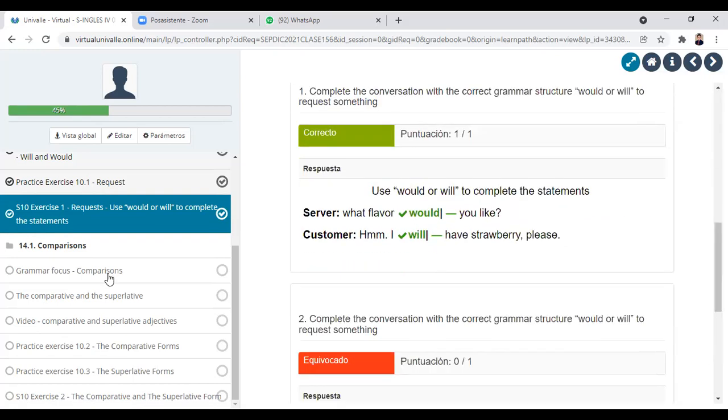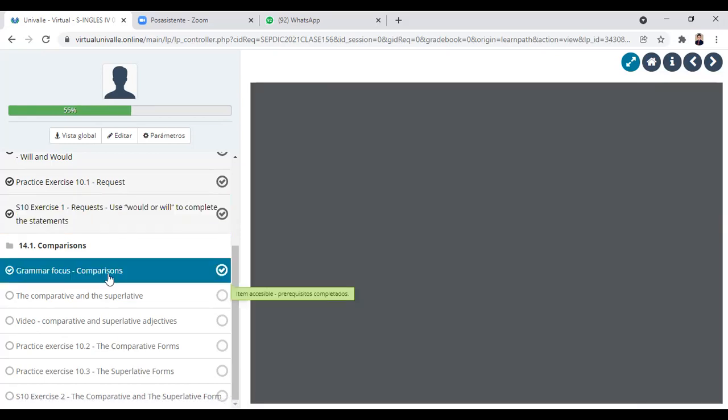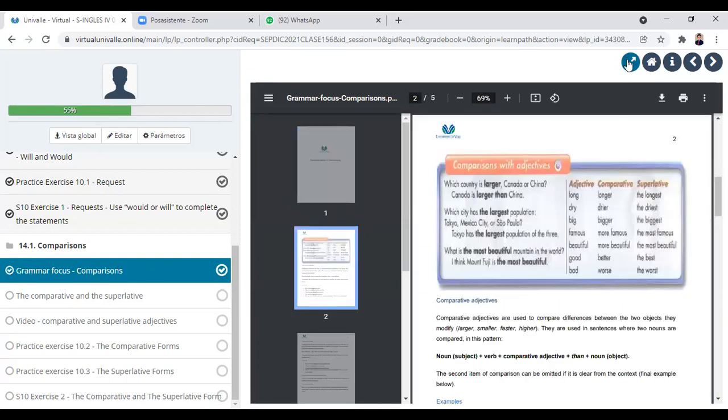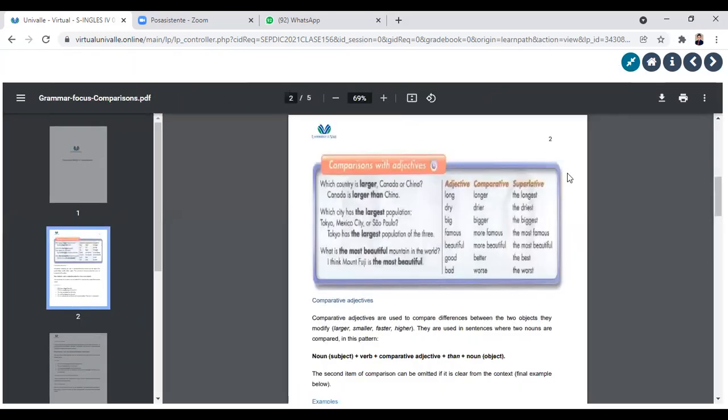Okay, now we're going to be talking about comparisons. Comparisons refer to when we compare two things, elements, or objects. Comparisons with adjectives: comparative adjectives are used to compare differences between the two objects they modify: larger, smaller, faster, higher. They are used in sentences where two nouns are compared.